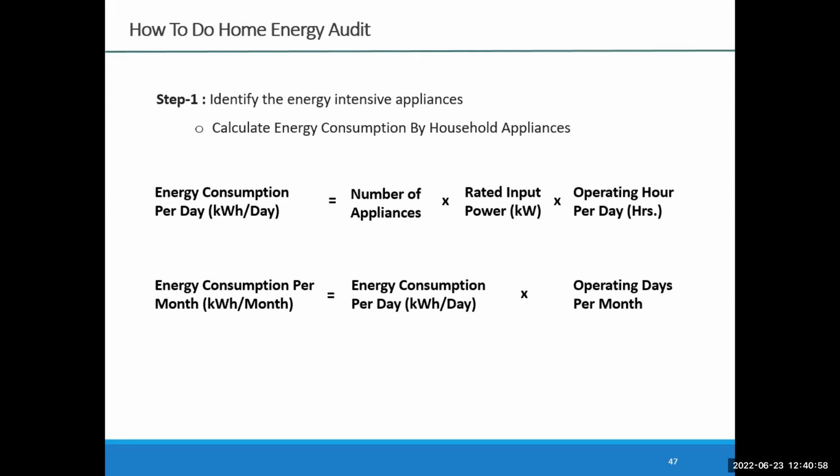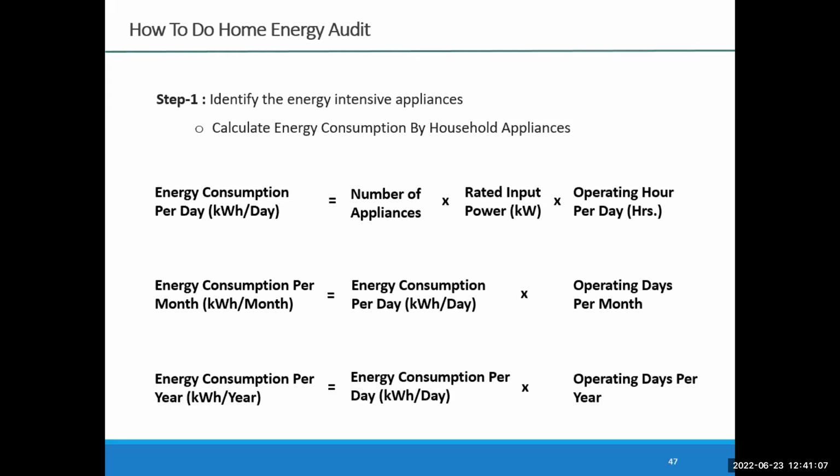That is, the number of days in a month we can multiply with the daily energy consumption to get the monthly energy consumption of that particular appliance. And when we multiply with the number of months or number of days used in a year, we can get the annual energy consumption also.